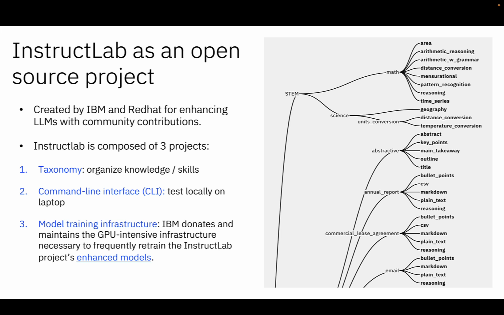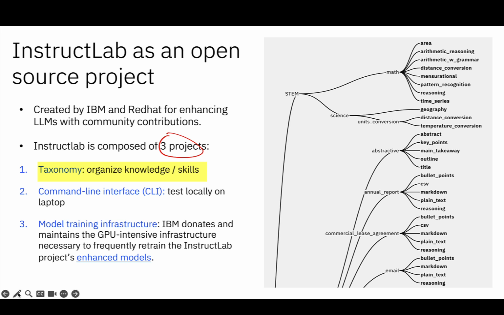The InstructLab project was created and open sourced by IBM and Red Hat in May 2024 with the goal of enhancing large language models with community contributions. We will talk more about what it means later. For now, you just need to know that as an open source project, InstructLab is composed of 3 projects. One is taxonomy. They are categories and subcategories to keep all the knowledge and skills used to train the model well organized based on different domains.